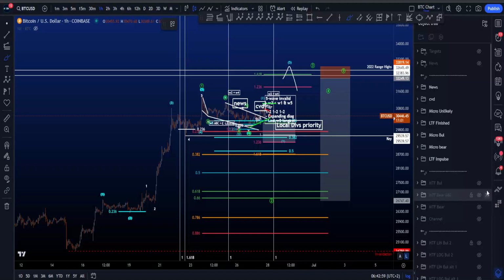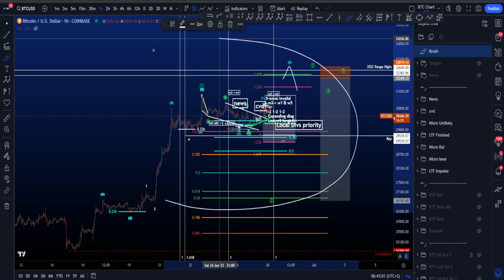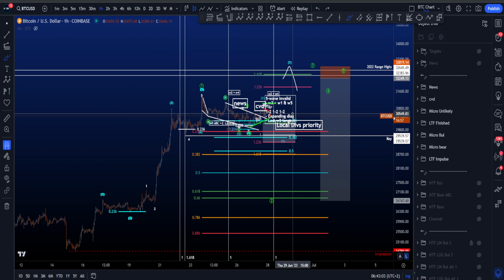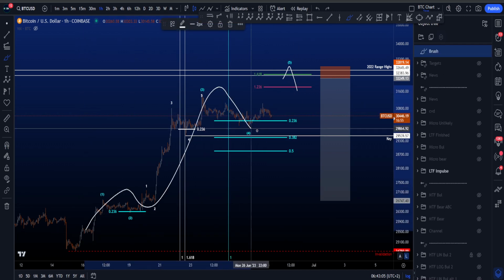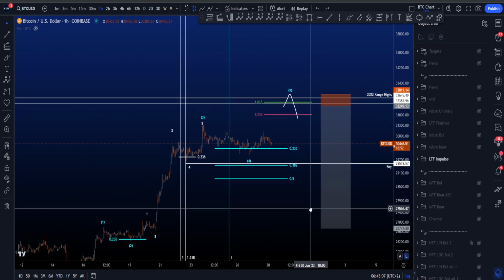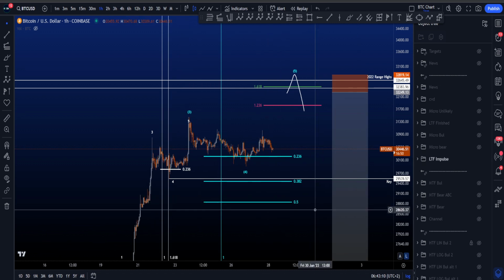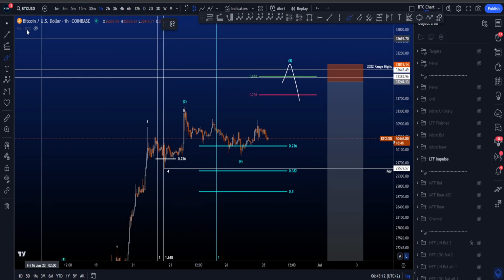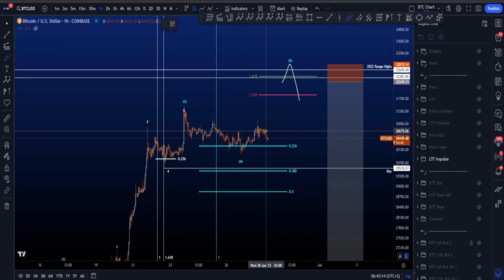Hi everyone, let's go through my low time frame and micro bullish and bearish Elliott Wave scenarios on Bitcoin. Started with the low time frame impulsive structure where we're still looking for wave 5 to the upside. And the reason I keep showing this scenario is to give you perspective on where we are on the chart when I jump into the micro scenario.